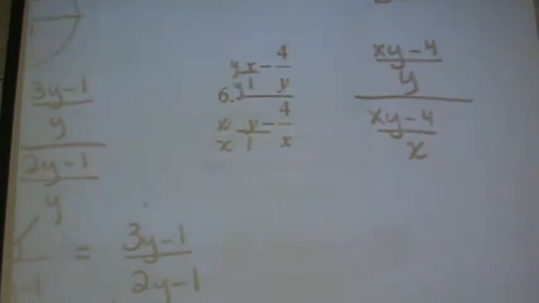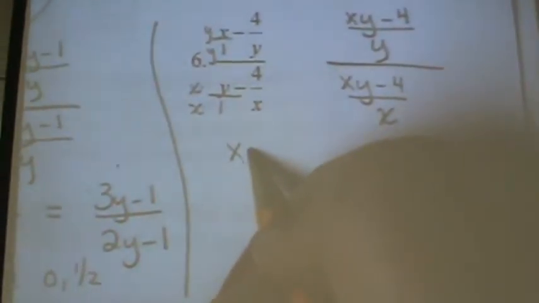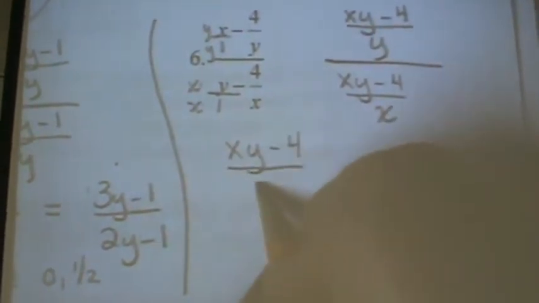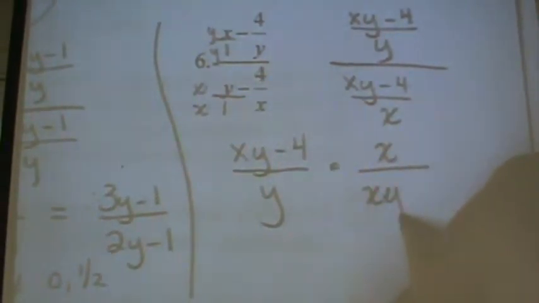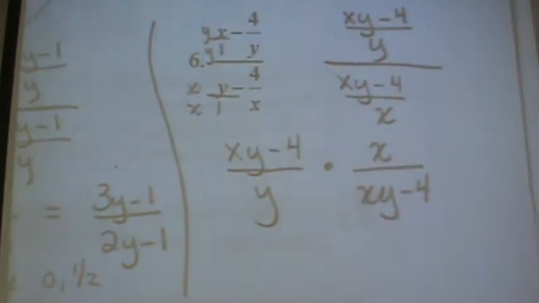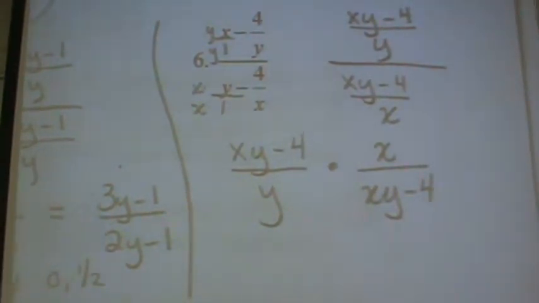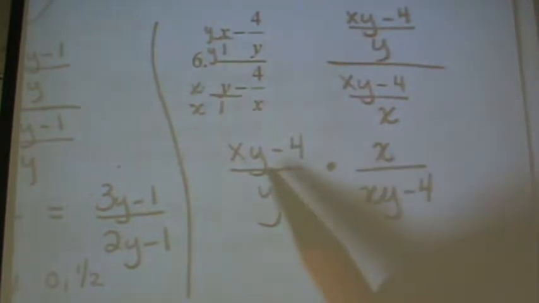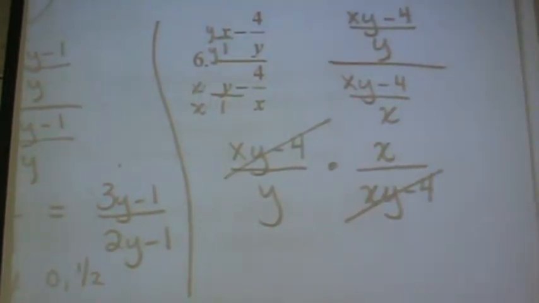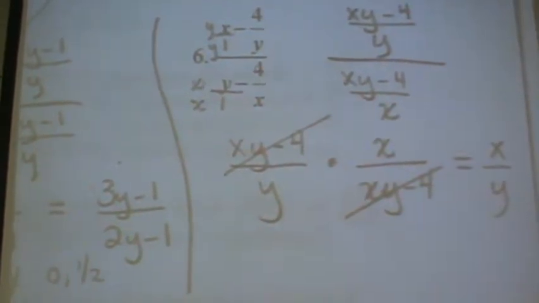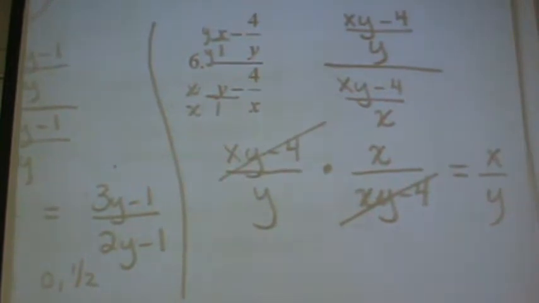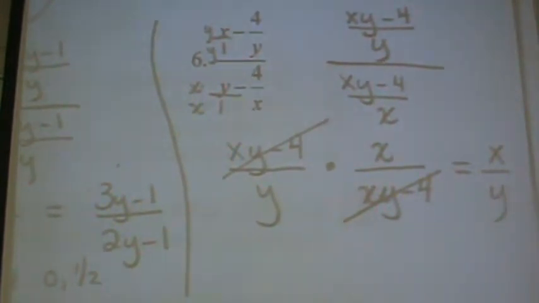Okay, now are we ready to flip and multiply? I hear some people over there. So Jenna, what cancels? What cancels? xy minus 4. Got it. So your answer is what? Beautiful. 6. Anyone not get 6?